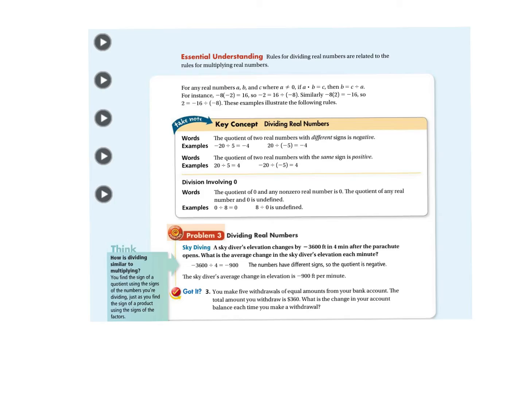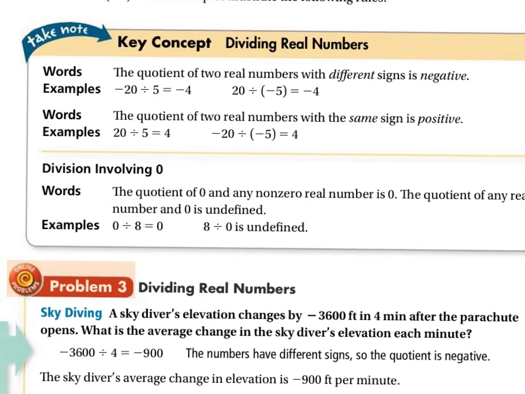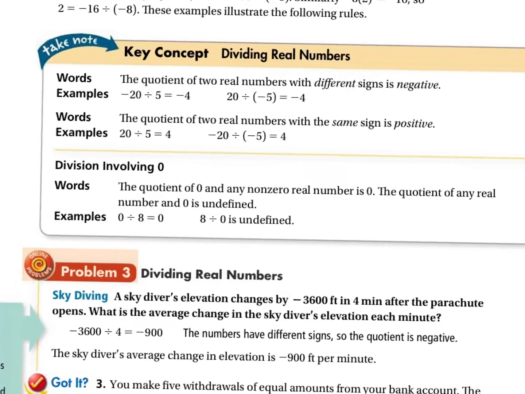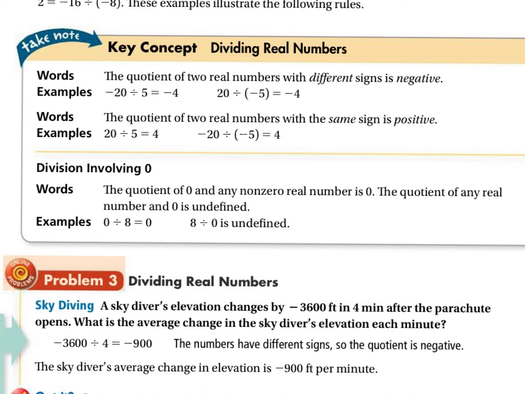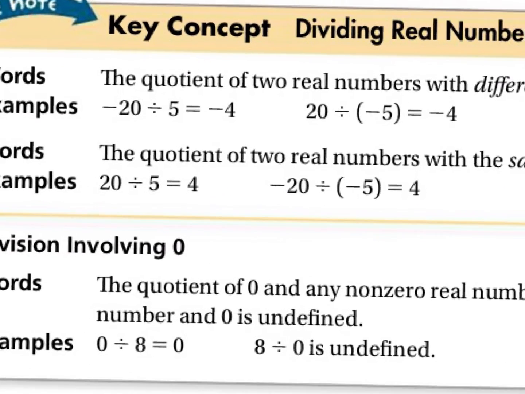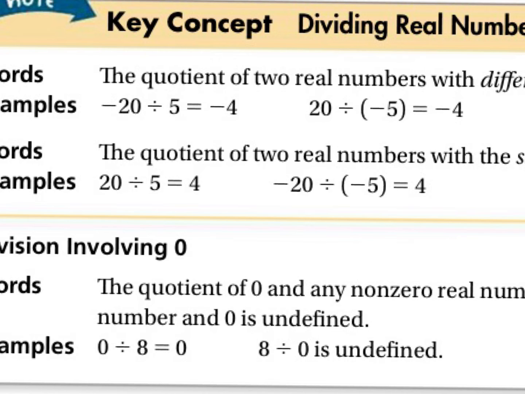So on page 40, if we look at the key concept, it talks about dividing. Dividing is the same idea as multiplying as far as the signs go. If we have different signs and we divide, then it's negative. So like negative 20 divided by 5 is negative 4. 20 divided by negative 5 is negative 4. If we have the same sign and we're dividing, it's going to be positive. So 20 divided by 5 is 4. Negative 20 divided by negative 5 is 4.